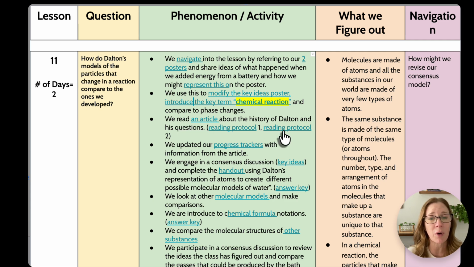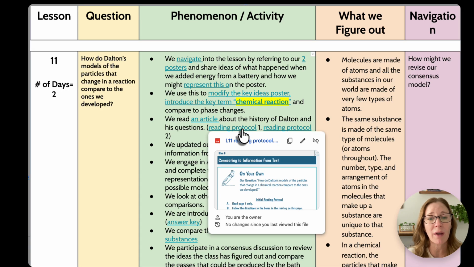There is a reading protocol to follow. If you have your own, go ahead and do it. The reading protocol basically has them break up the reading into two sections. They're going to read page 1 for this first portion. They're going to follow the directions in the boxes and reading on the page.